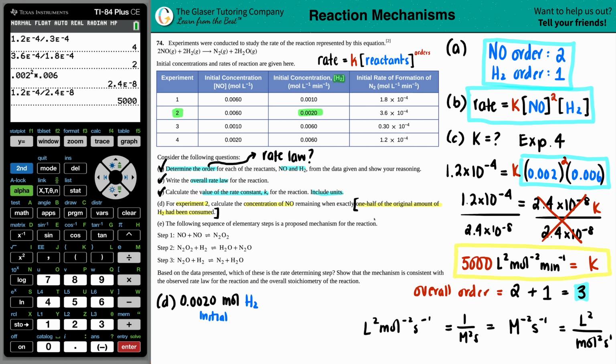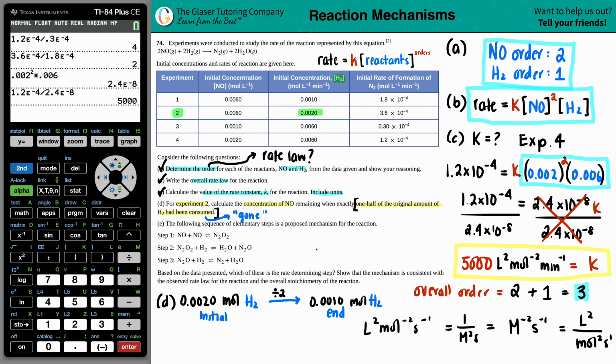Now they're saying that 1/2 has been consumed. So this is initially what I started with. At the end, 1/2 has to be consumed, which means that 1/2 has to be gone, vanished, poof, it was made into the product. So it would just be 0.0010 moles of the H2. Okay, so that's how much was consumed.